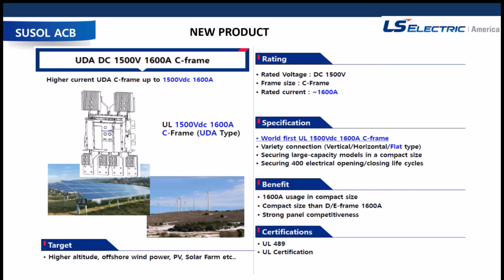We also have a UDA DC 1500 volts, 1600 amp C frame. I don't think we have anything in stock. It'd be special order, but the certification is UL 489 and it's certified UL. Don't have a lot of information on it, but I'm just letting you know that it's out there. So it's the world's first UL 1500 volts DC, and I'm pretty sure it's IEC. They're saying it's UL, but we don't have any in stock.